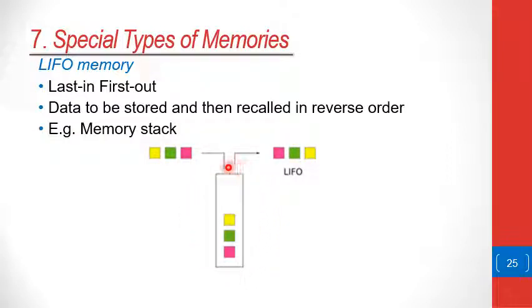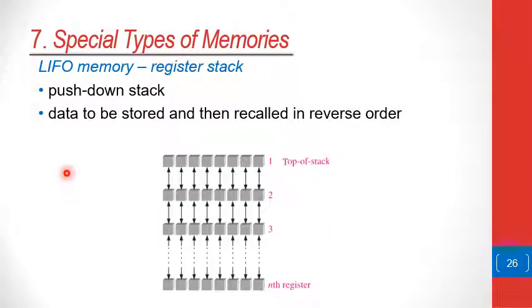This structure, where the memory itself is normally referred to as a stack. So a last in, first out type of memory is a register stack, and multiple registers can be organized into a stack. And the way the stack works is that data is stored and then retrieved in reverse order.